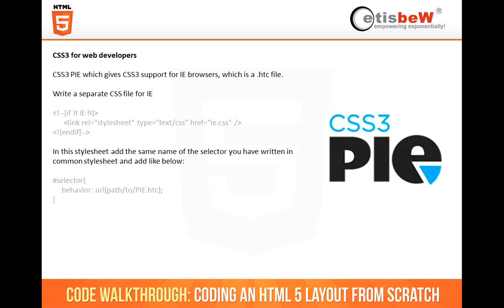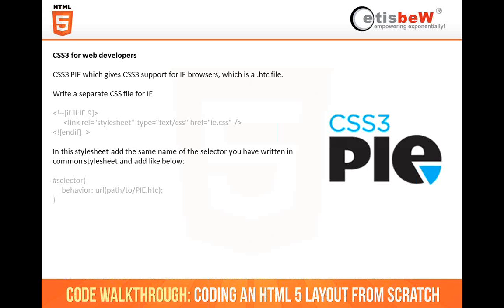Suppose for the header tag you have rounded corners to be implemented, or text shadow, or box shadow. In the general style sheet we just add header and box shadow with some value, and then to support this CSS3 tag in all browsers, go to IE.css and just call that element only, that is, write header, curly brackets open and close, and just write position relative.